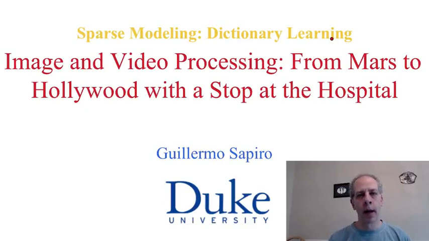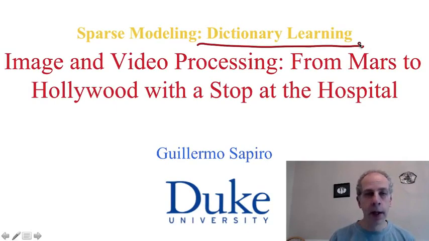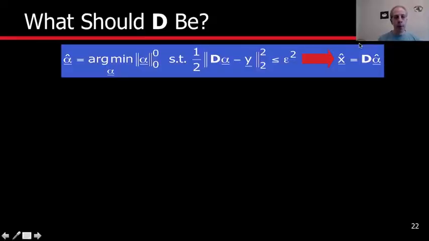Hello and welcome back. We are now ready for the last fundamental step in sparse modeling, that is dictionary learning. Let's go into that. Remember what we are trying to solve. We are solving this equation, and this is the dictionary. This is the data, and we already talked a lot about alpha, the sparse representation of the data using the dictionary. So what should the dictionary be?